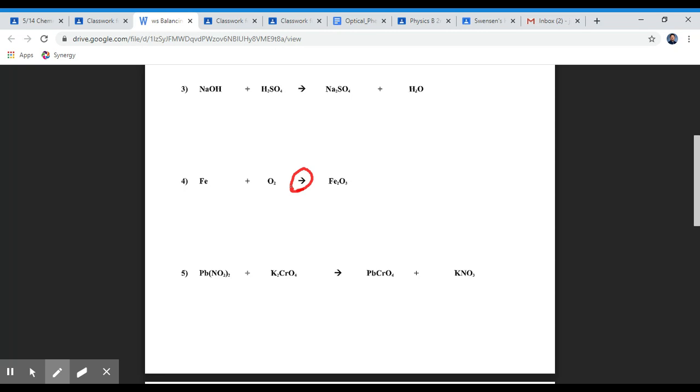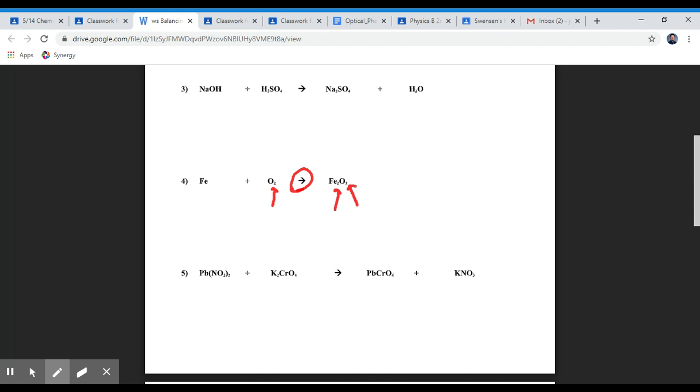So we have Fe, which is iron, and then we have O2, which is oxygen, and then it yields iron oxide, Fe2O3. Well, what we have to do is go through and balance this equation. All of these little numbers that are already in the equation, like this 2 and this 3, those are the number of atoms within that particular molecule. We can't change those.